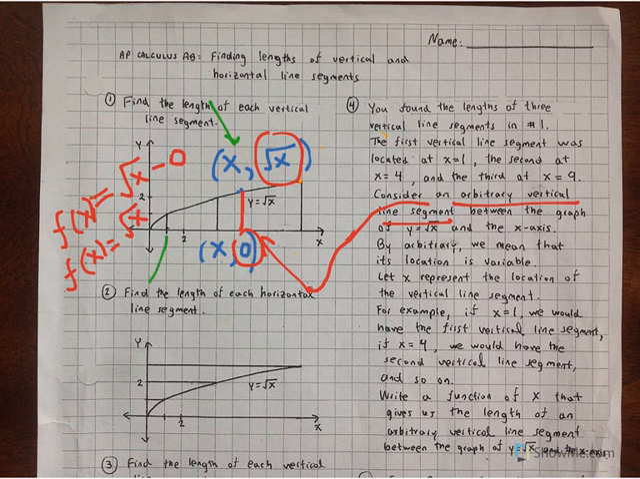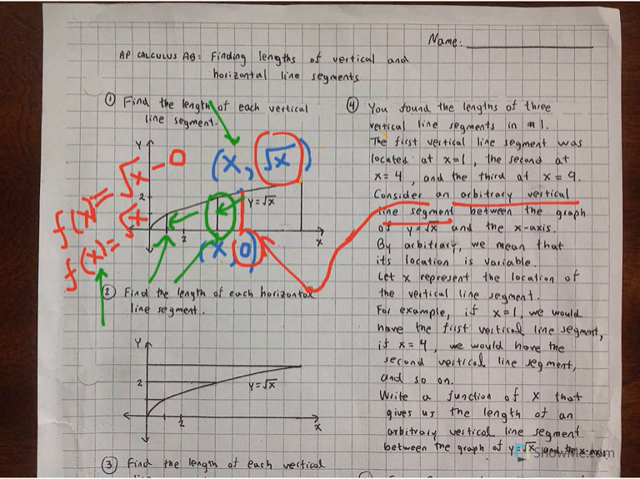So for the first vertical line segment, x is equal to 1. If I substitute 1 for x in this function, I get f of 1 is equal to the square root of 1, which is 1, and that's the length of this vertical line segment. If I substitute 4 for x, then I would be looking at the second vertical line segment from number 1, and I'd have f of 4 is equal to the square root of 4, which is 2, and that's the length of this vertical line segment.